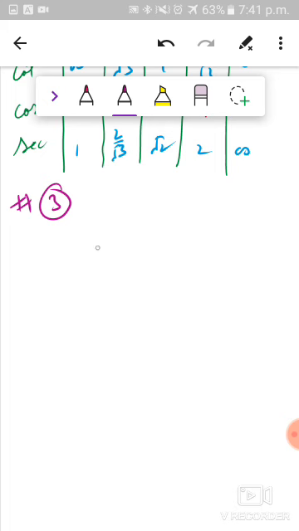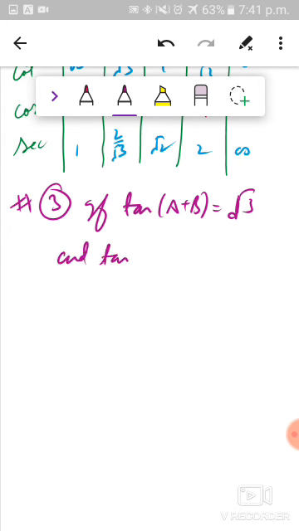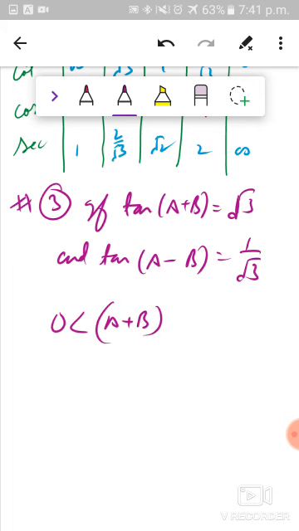Question number 3. If tan (a plus b) is root 3 and tan (a minus b) is 1 by root 3, we need to find the values of a and b, where the condition given is that a plus b is greater than 0 degree and less than or equal to 90 degree. This is the condition for the sum of angles a and b.